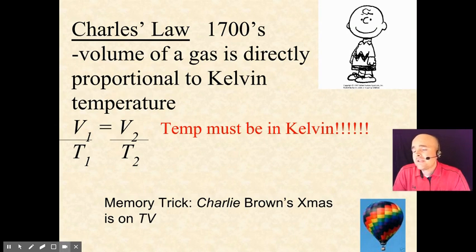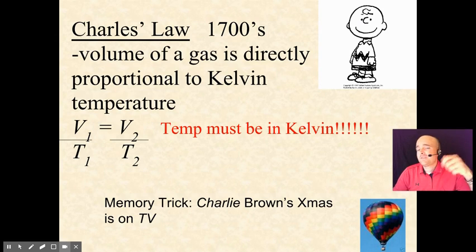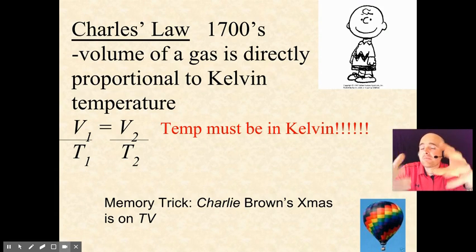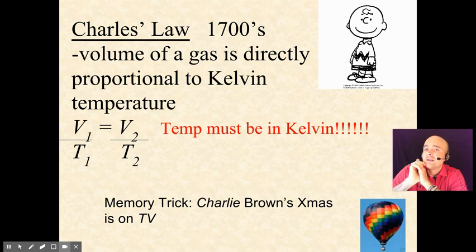Charles' law is the direct relationship between volume and temperature, and we remember this by Charlie Brown's Christmas is on TV, and that's how hot air balloons work. If we increase the temperature of the gas molecules, the volume will increase and the balloon will get bigger and bigger. That's how they inflate those balloons. To avoid mathematical errors, you need to convert your temperatures to Kelvin always, please. That way we have an absolute scale, and then we won't get any negatives or zeros in our denominators, which would be bad.